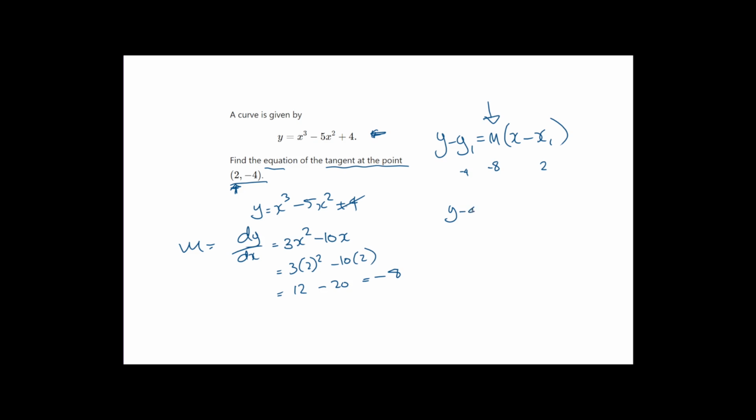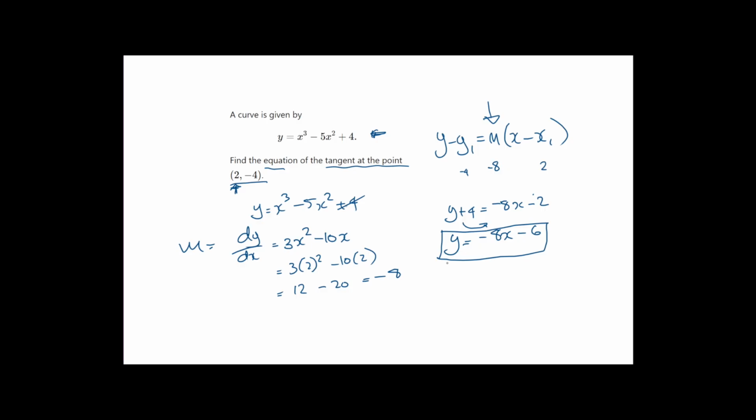So y minus negative 4. So it's going to be plus 4, isn't it? Y plus 4 equals minus 8(x minus 2). So y is going to be negative 8x, bringing this 4 across, minus 6. That is the equation of the tangent at that point.